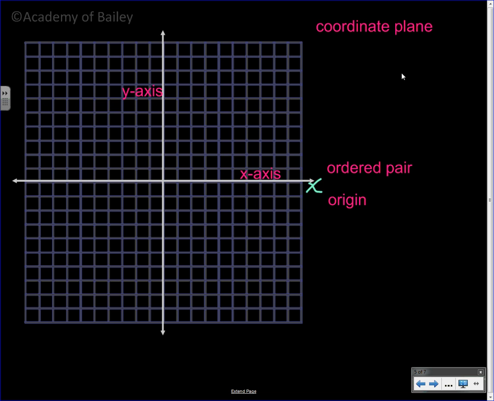The y-axis is this white line. That's the vertical line that goes through the point 0, 0. That's called the y-axis. And just like the x-axis, you do see a y there for the y-axis. The origin is this point right there. That would be the point 0, 0.